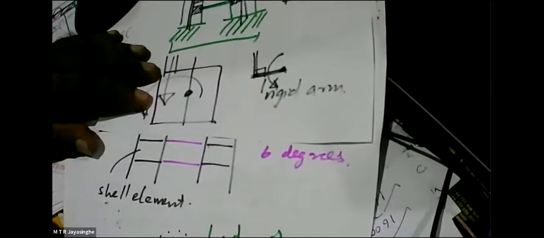Just go through the presentation that Engineer Kamala shared with you. You can see some structure has been modeled, a transfer plate has been modeled. And when the transfer plate was modeled, rigid arms had been used. So just go through that presentation.